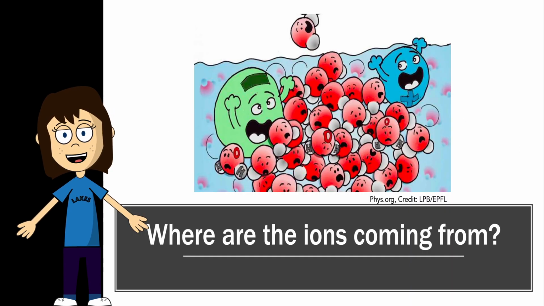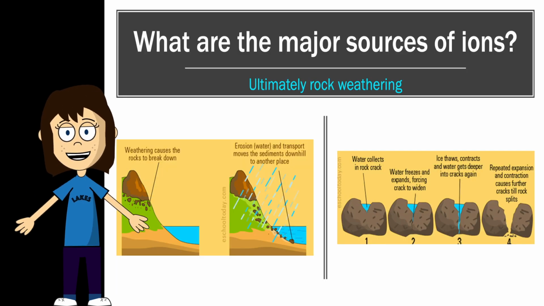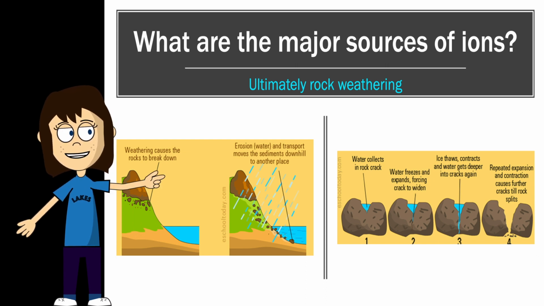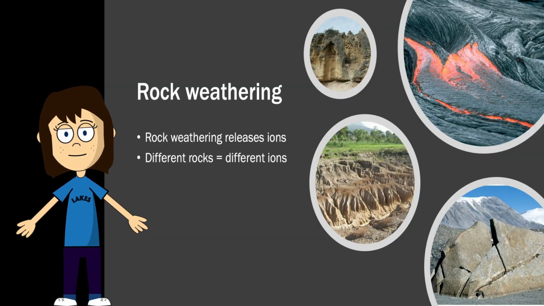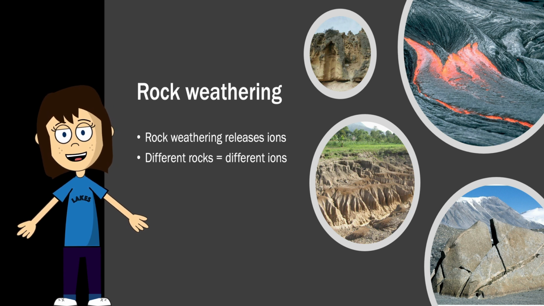So we now know there's lots of ions in water, but where are all these ions coming from? Well, ultimately they're all coming from the weathering of rocks. Weathering is a process that causes rocks to break down into smaller and smaller particles, and eventually into ions. There are many different rocks on Earth, and they all have different chemical compositions. And those chemical compositions will determine what ions are weathered from those rocks.